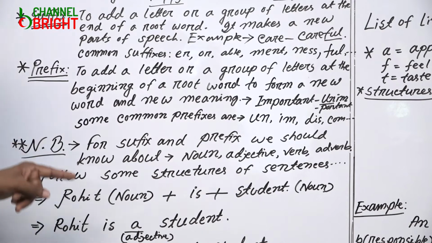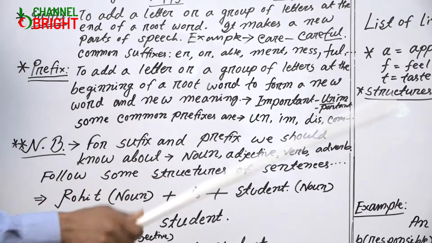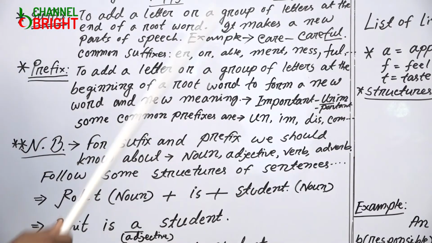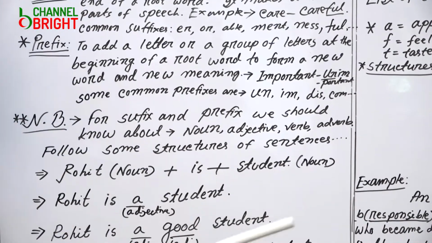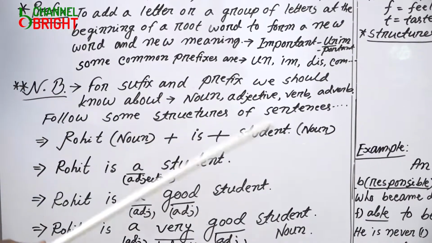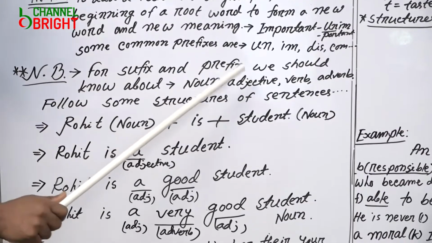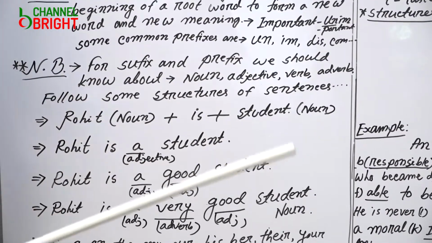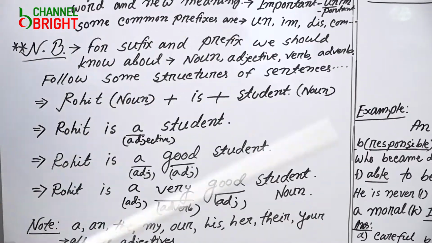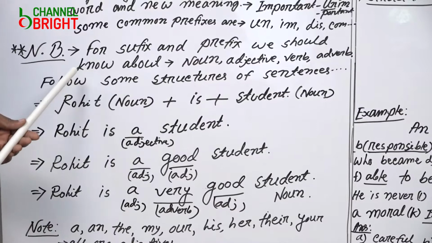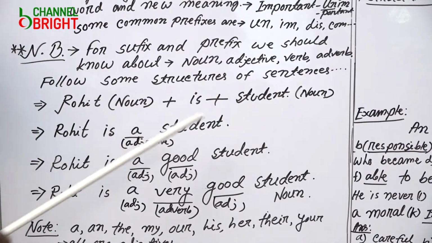So, to add suffix and prefix in the passage or in the sentence, you have to know about the parts of speech: noun, adjective, verb, and adverb. Always bear this in mind. Among the 8 parts of speech, only 4 parts of speech, noun, adjective, verb, and adverb, are used for setting up suffix and prefix. And before setting up suffix and prefix, we should follow some structure of sentence.